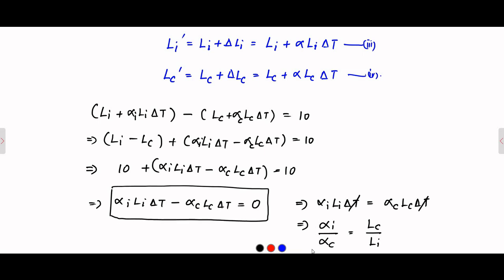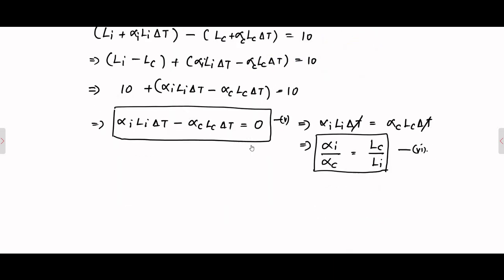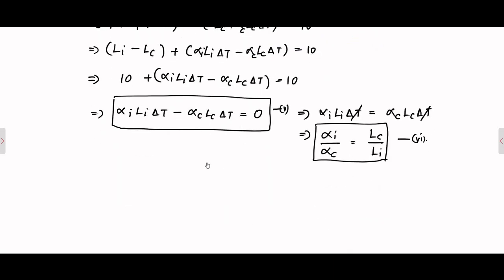This is derived from the same, but it's easy to keep them in boxes so that we highlight them. So let's name it 5 and this 6. So the ratio of the linear expansion coefficients of iron and copper is equal to the ratio of the length of the copper cylinder and iron cylinder.